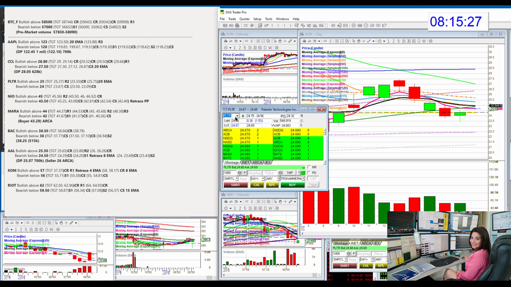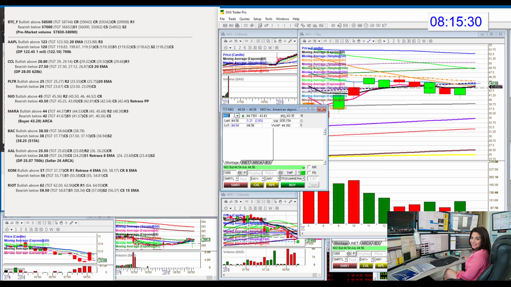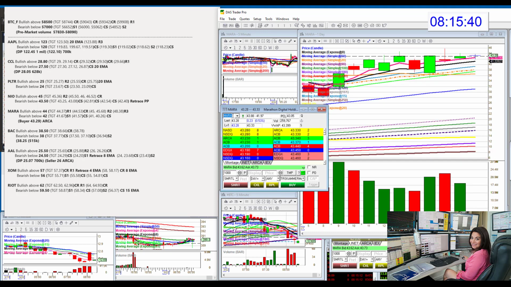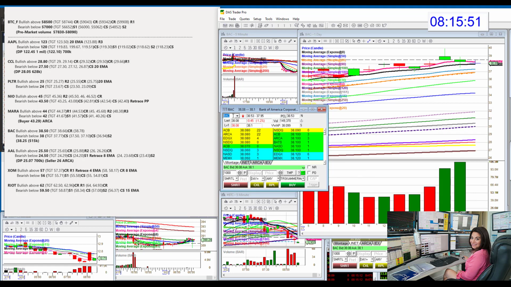We have NIO up next. Again, we have lots of moving averages where it's at. Bull above 45, bear below 43.50. MARA looks great. If you're going to trade something today, MARA is probably it. Bull above 44, bear below 42. Bank of America, bullish above 38.50. This looks pretty good. Bear below 38. I do like Bank of America.